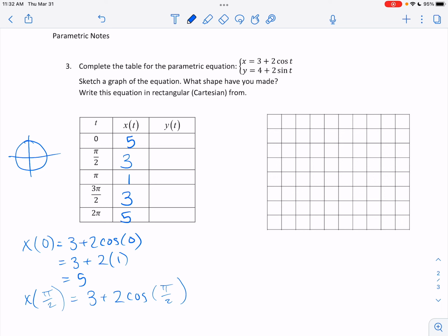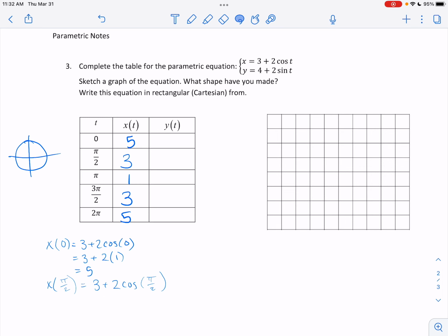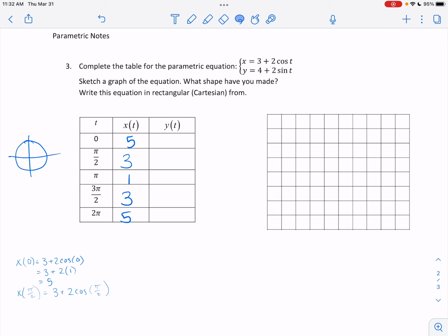Okay, now I'm going to get this out of my way. So then the next thing I have is y, so let's look at y of 0. This is 4 plus 2 times sine of 0. Sine is the y value, that's 0, so this all goes to 0, and this value will just be 4.